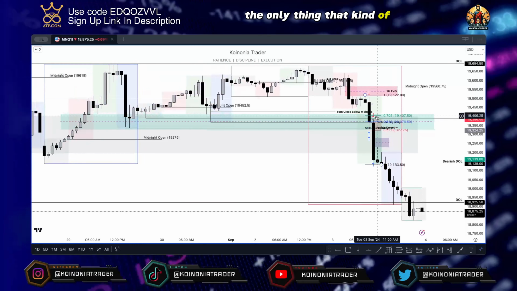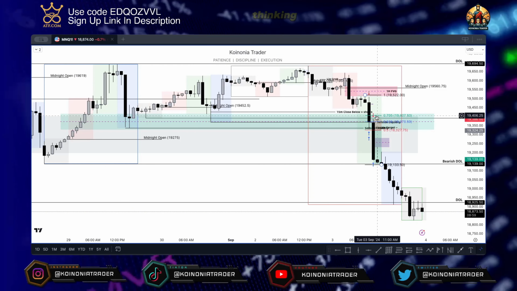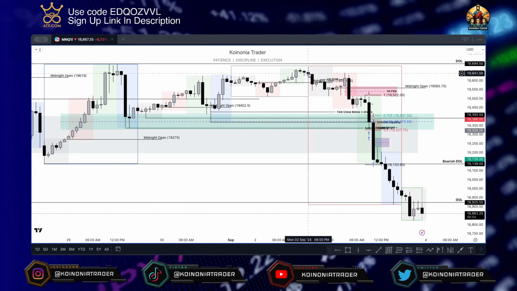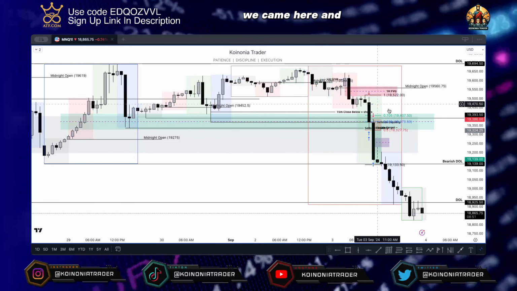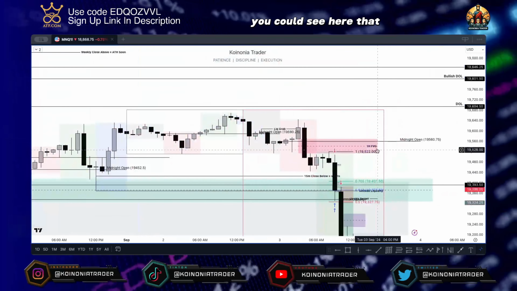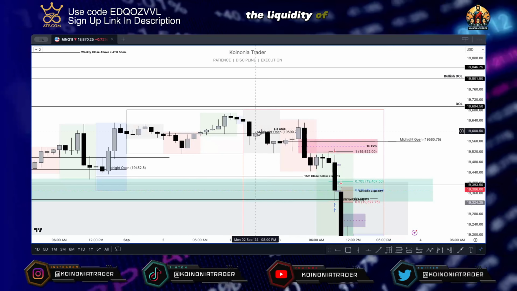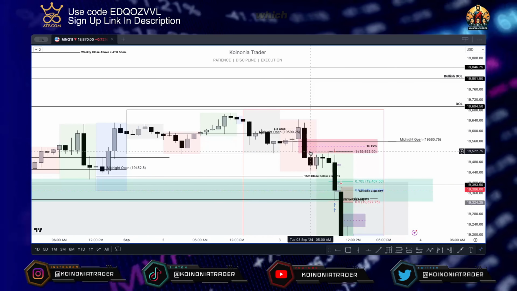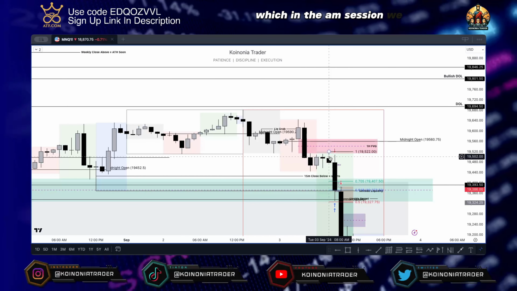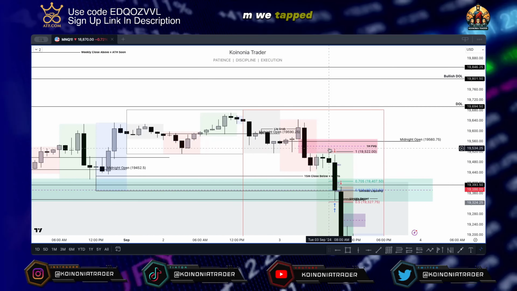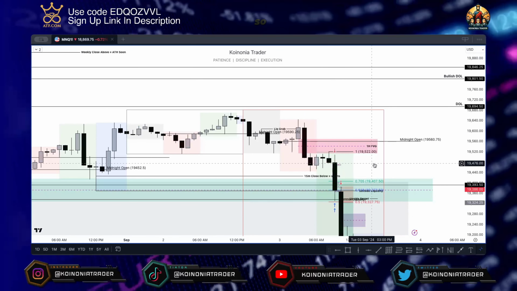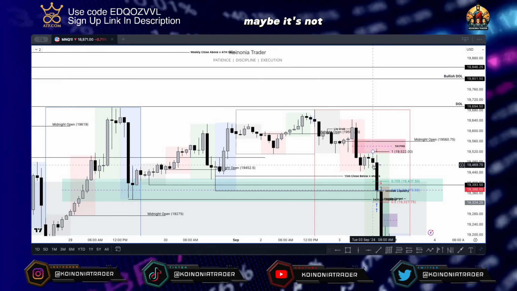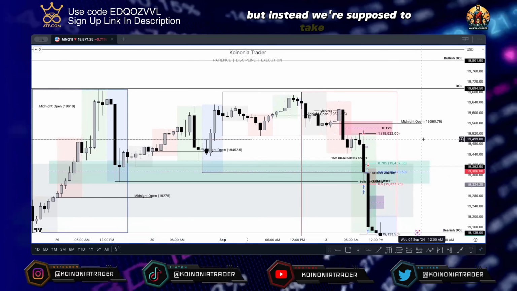The only thing that had me thinking that it might not work out was that overnight, on the 1 hour chart, you could see that price took out the liquidity of this swing high and then displaced below this low, leaving behind a fair value gap, which in the AM session, between 8 and 9 a.m., we tapped into and started to reject off of. So I was looking to see what my invalidation point was to say maybe it's not meant to be long, but instead we're supposed to take shorts.